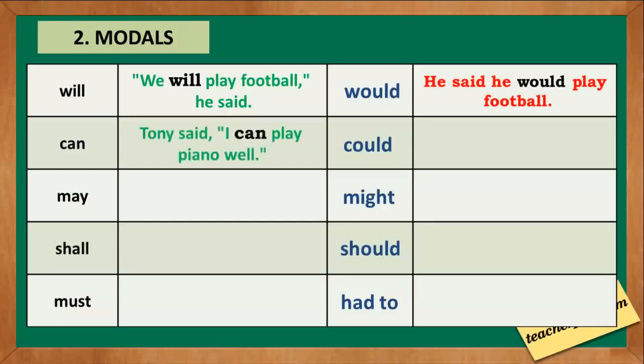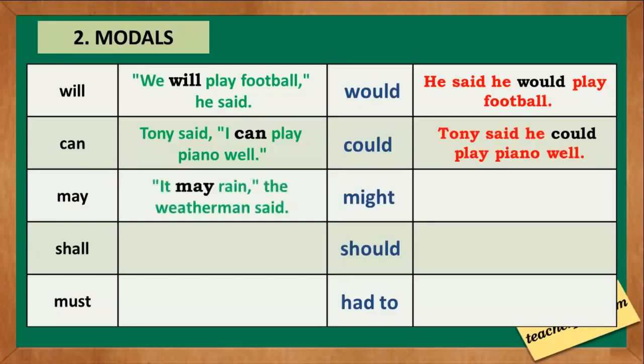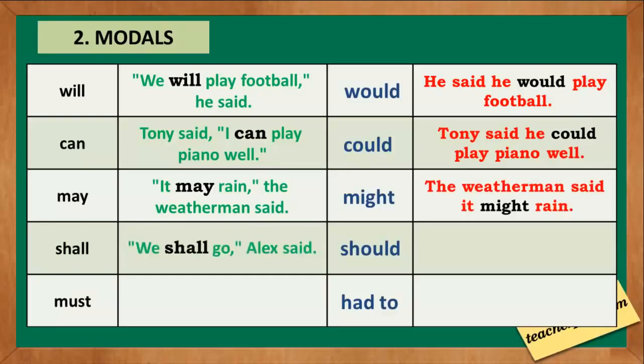Tony said I can play piano well. The indirect speech is Tony said he could play piano well. It may rain, the weatherman said. The indirect speech is the weatherman said it might rain. We shall go, Alex said. The indirect speech is Alex said we should go.